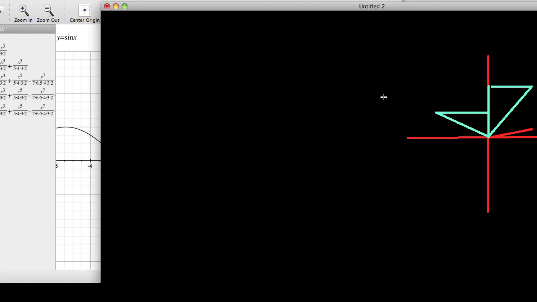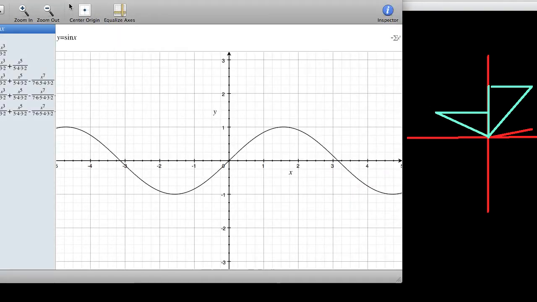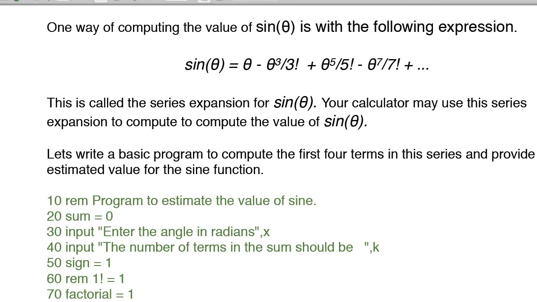It's that length of the projection on the y-axis, which is the sine of x. Okay, now I'm going to show you something that you'll learn where it comes from when or if you take a calculus course. And what I want to show you is that it actually works.